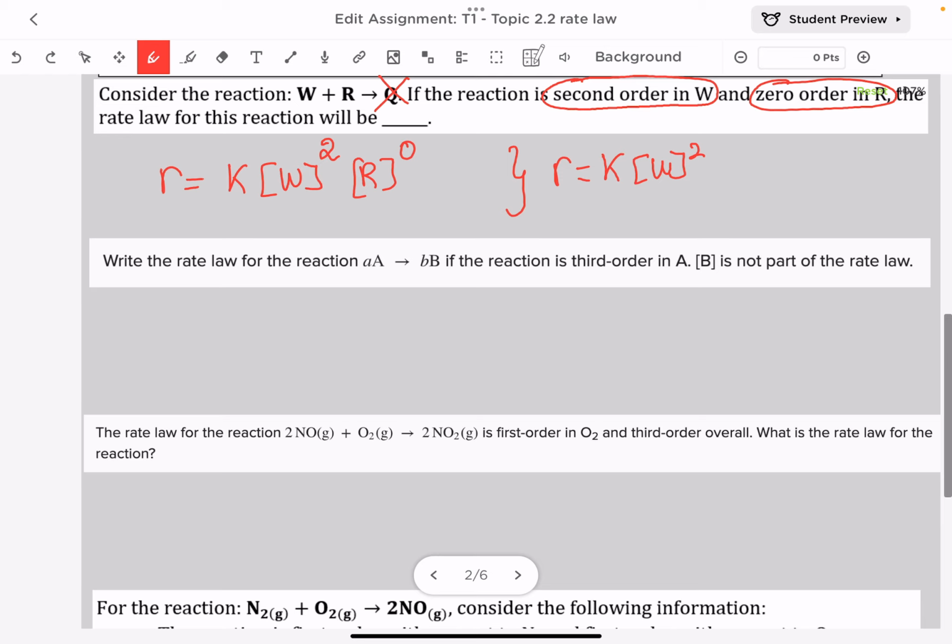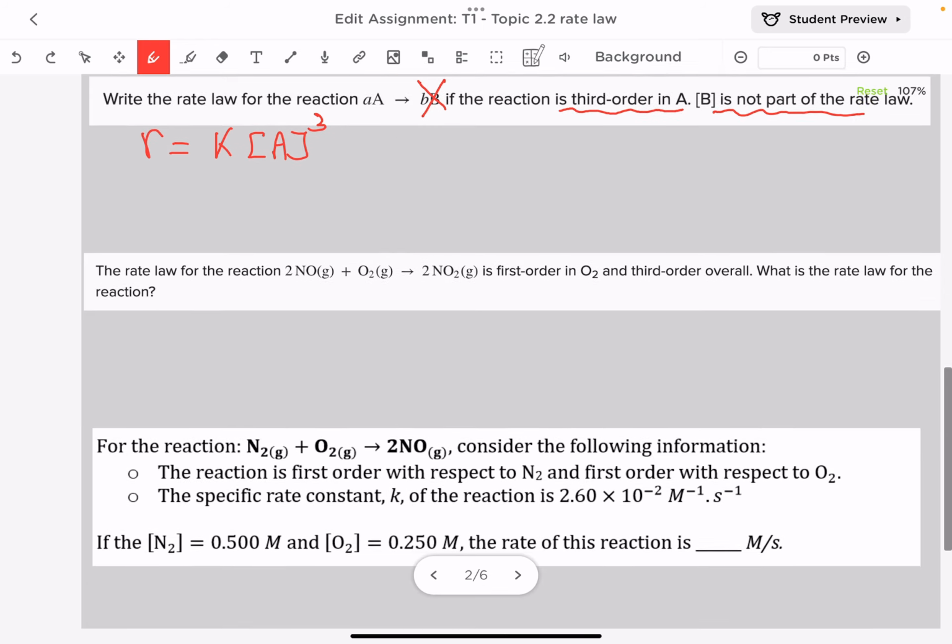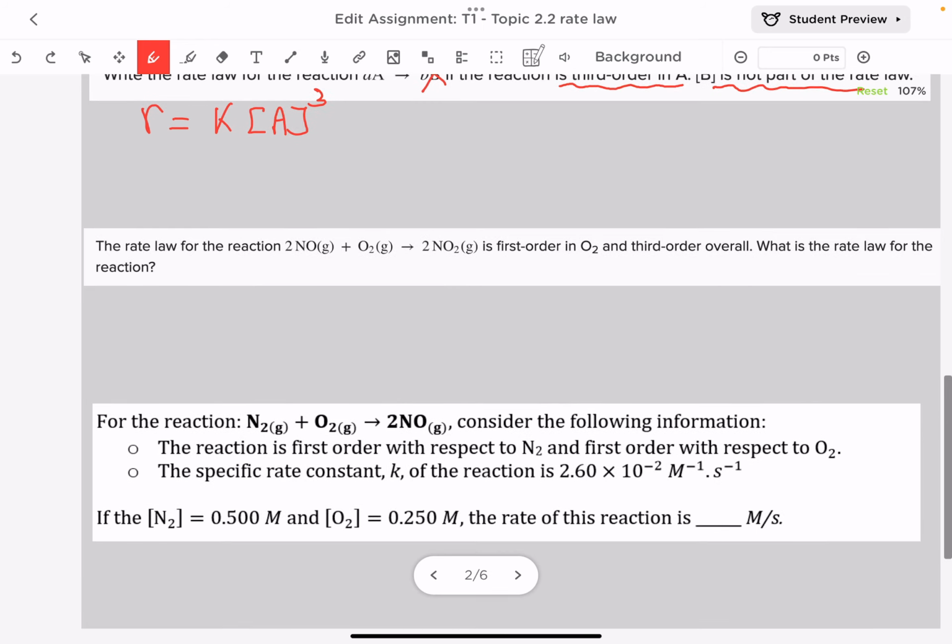Another example, write the rate law of the reaction A giving B. Again, this one will not be included in the formula of the rate law. It's simply K multiplied by A to a certain order. Now the question is saying it's third order in A. So n is 3. And the question is telling you that B, of course, is not going to be part of this formula because it's a product. Another final question.